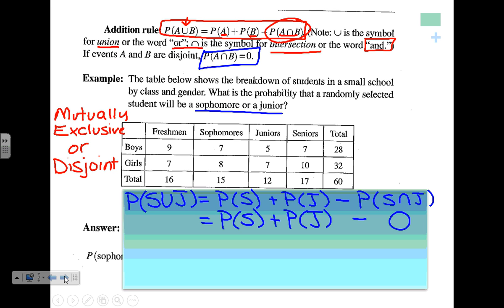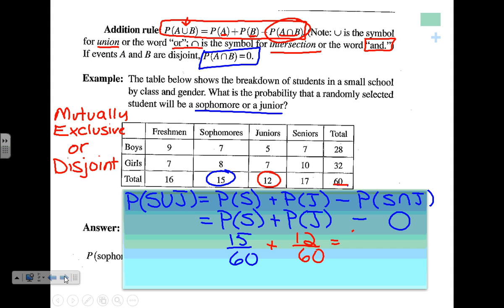So what's the probability of being a sophomore? Well, here's the total number of sophomores, 15, over the grand total of people, which is 60. And here we have the total number of juniors, which is 12, over the grand total of 60.